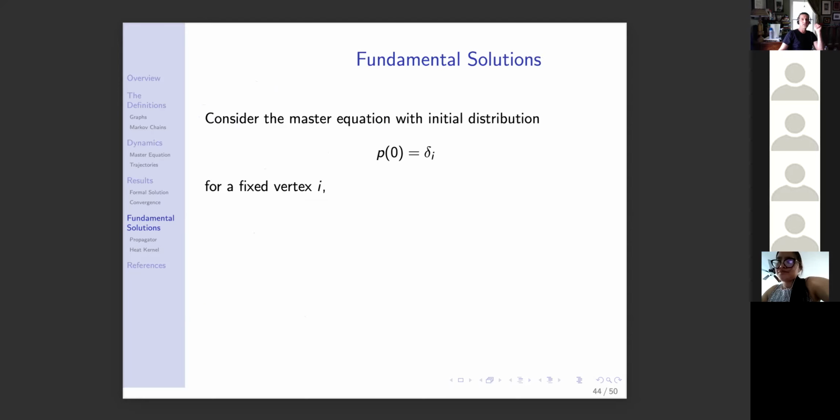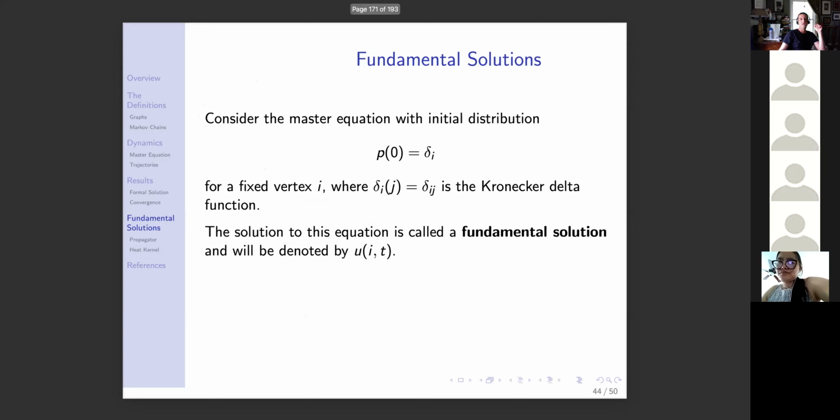Let's consider the master equation in the special case where you have an initial distribution which is given by a delta function. What delta function? You fix a vertex I once and for all, and delta I of j is the Kronecker delta function. That is, it vanishes unless I equals j, and when I equals j, it's one. The solution to this master equation with this initial condition is called a fundamental solution, and it will be denoted by different notation. It will be called u, I, comma t.